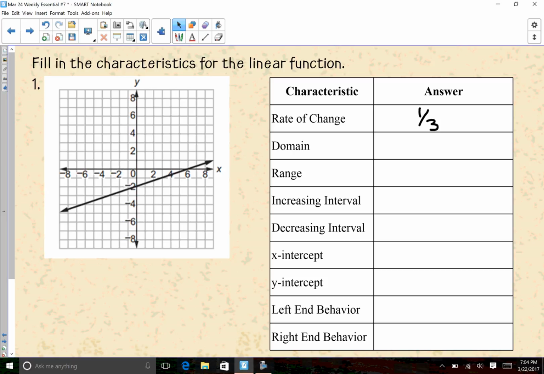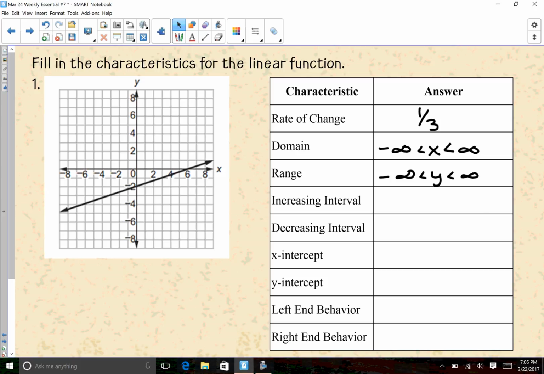For domain, with a linear function, your domain is always going to be from negative infinity to infinity. That's never going to change. And the range is going to be the same thing, except of course we're going to use our y. So whenever you're doing the characteristics of a linear function, your domain and your range will always go from negative infinity to infinity.